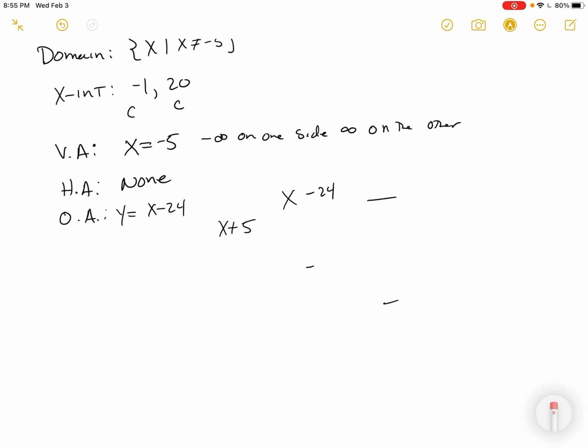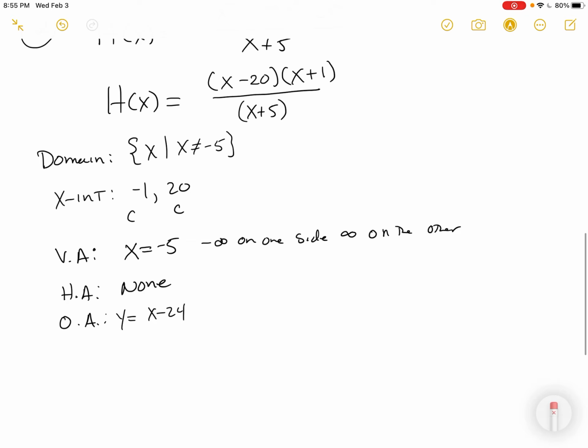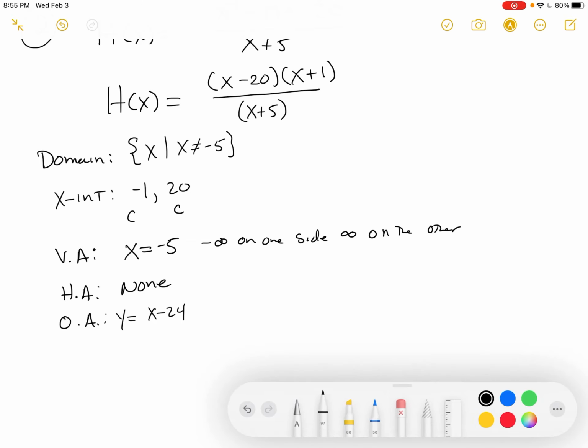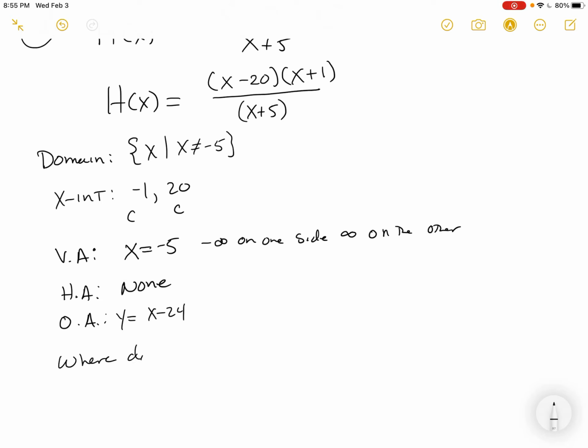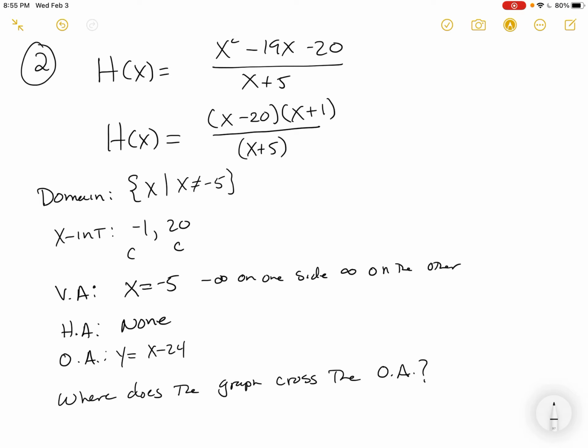Expect them on the exam, type of thing. Okay, so we have an oblique asymptote coming through. What else are they going to ask? They might ask something like this. In fact, I know they do. Where does the graph cross the oblique asymptote? And you're going to have to do some work. You're going to have to set the y's equal to each other. You want to know, where does h of x, right, that you can see right up here, and y cross?